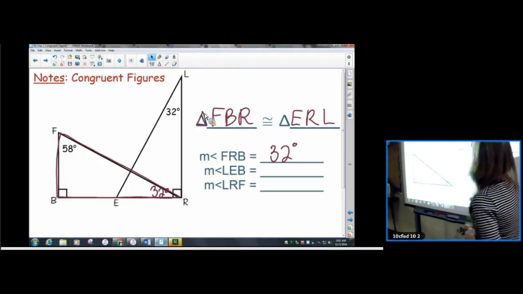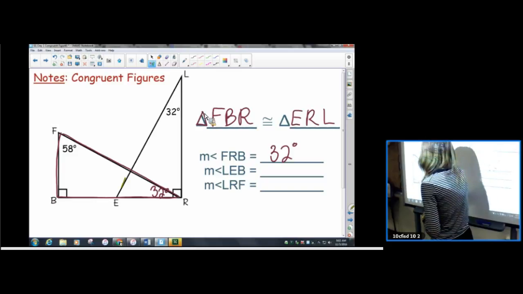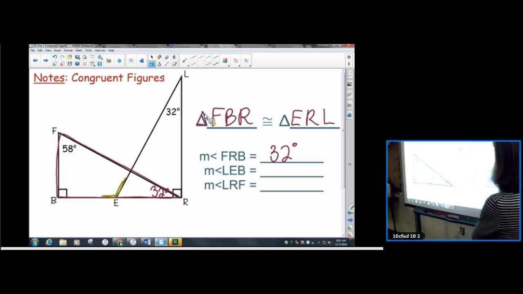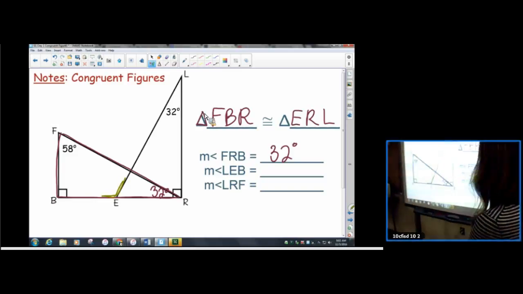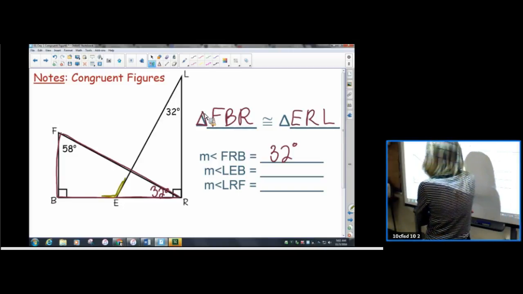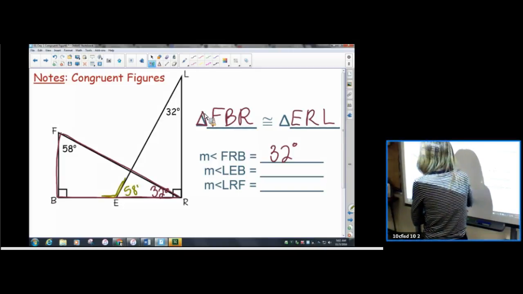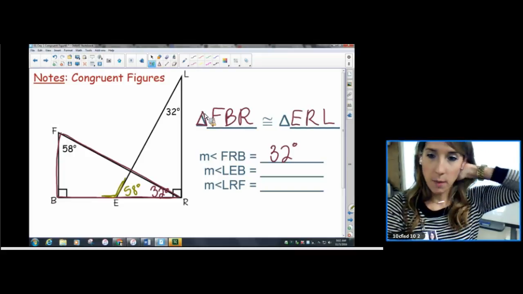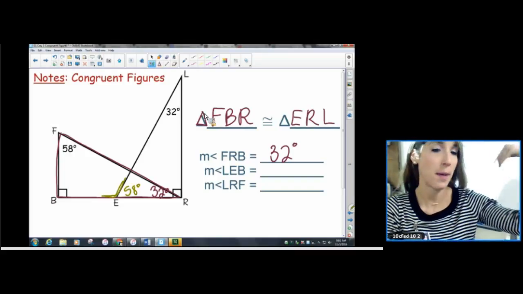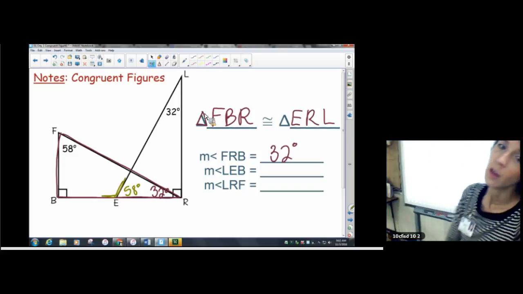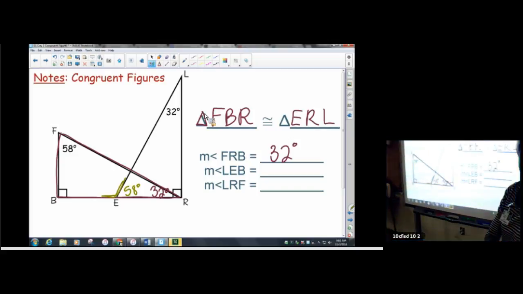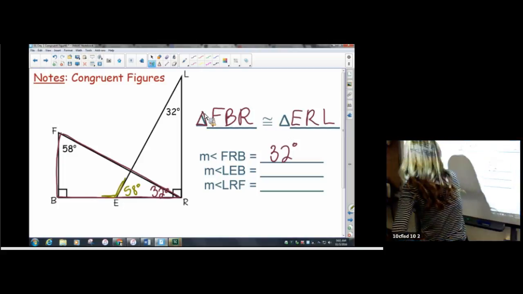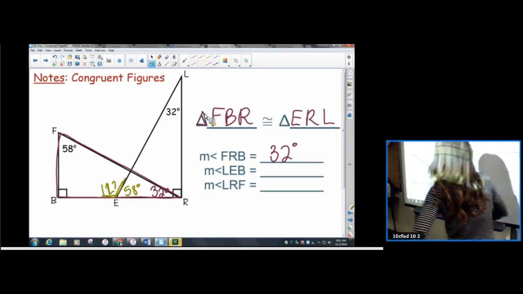What about LEB? Ooh, that's a weird angle to ask about. That's not an angle of a triangle. But we know, because these triangles are congruent, that this angle is 58, because that angle goes with angle F. Those are corresponding. So now we just have to find the linear pair to 58, right? 180 minus 58. 122.